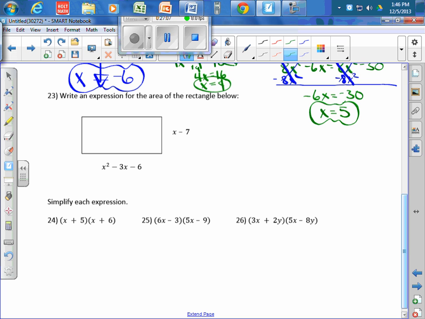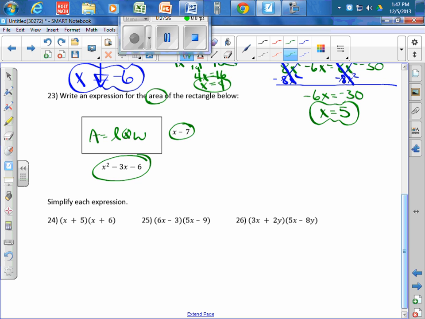Write an expression for the area of the rectangle below. Listen now, we need to write an expression for the area. Circle that. How do you find the area of a rectangle? Length times width. So let's take this times this.